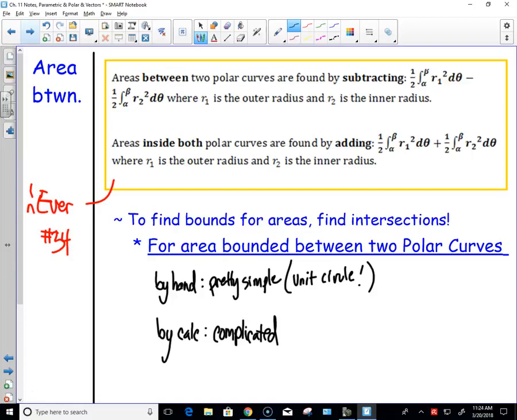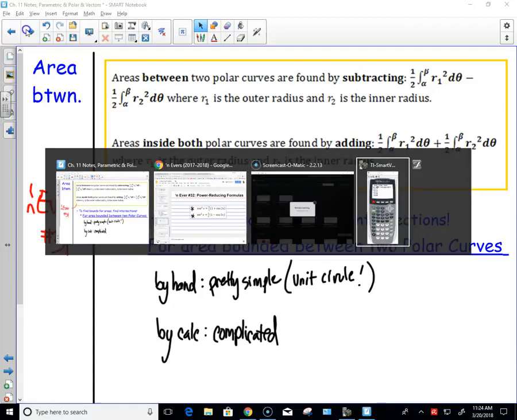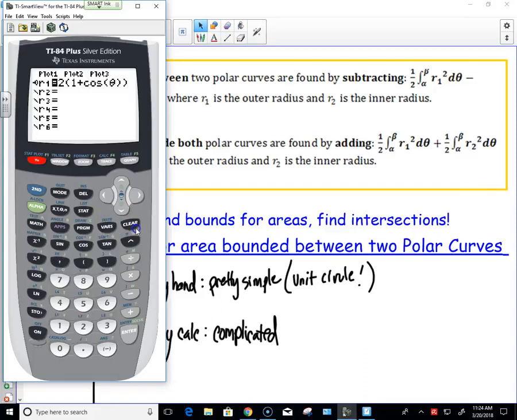Let me do an example. What if I was to give you these two? Let's not even write them in our notes right now. Let's go ahead and go to our calculators. Calculators, polar mode. Hopefully at least one person per group has a calculator. I want you guys to go ahead and put in 4 sine of theta.